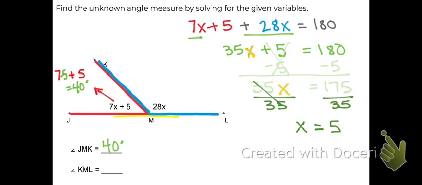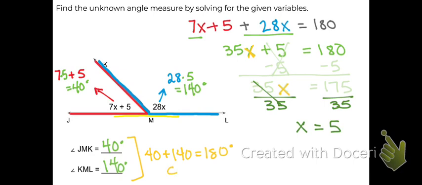Now let's do the same for the blue angle. The blue angle is 28x. But we just found out that x is 5, so it's 28 times 5. Let me put that in my calculator, and I see that this equals 140 degrees. So this blue angle is 140 degrees. And you can always check your answer because these are supplementary angles, so again, they need to add up to 180. And they do.